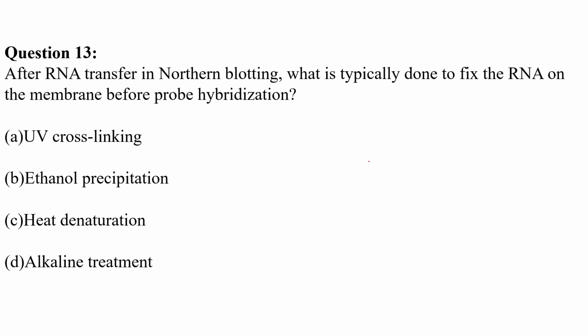Moving on to the next question now, question number 13. After RNA transfer in northern blotting, what is typically done to fix the RNA on the membrane before probe hybridization? Option A, UV cross-linking. Option B, ethanol precipitation. Option C, heat denaturation. And option D, alkaline treatment.